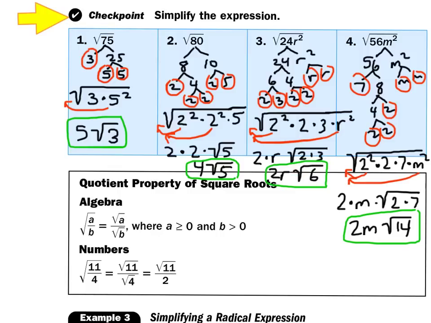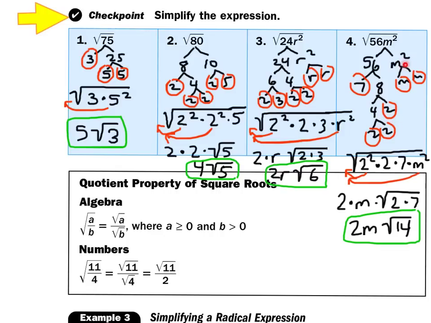Okay, take a look at number 4, the square root of 56m to the second power. So on the first branch, put 56. On the second branch, put m to the second power. And now break apart the 56 to 7 times 8. Circle the 7, it's prime. Break apart 8, 4 times 2. Circle the 2, it's prime. Break apart 4, 2 times 2. Circle those 2's.